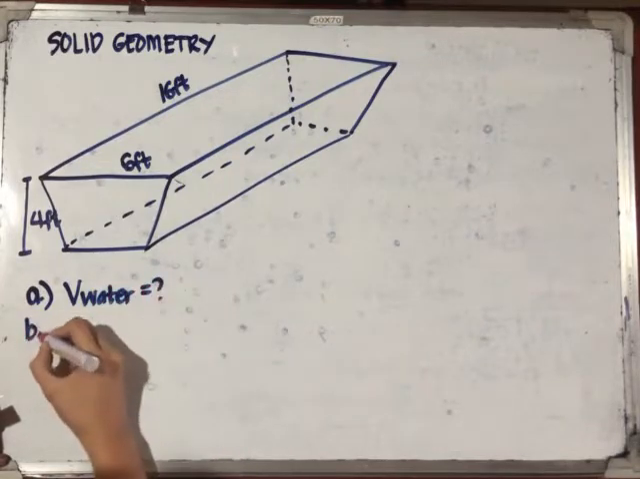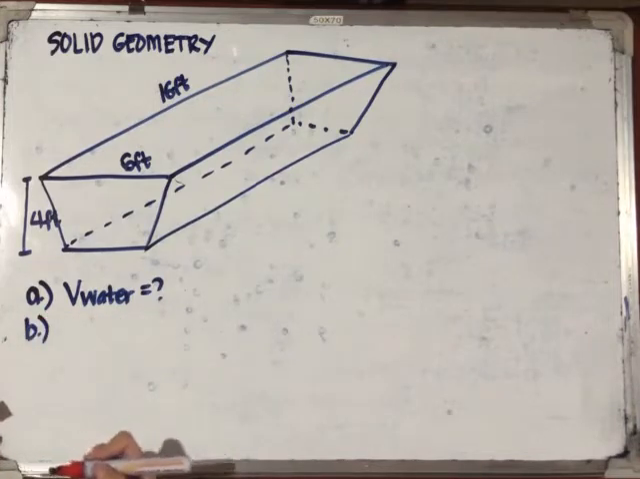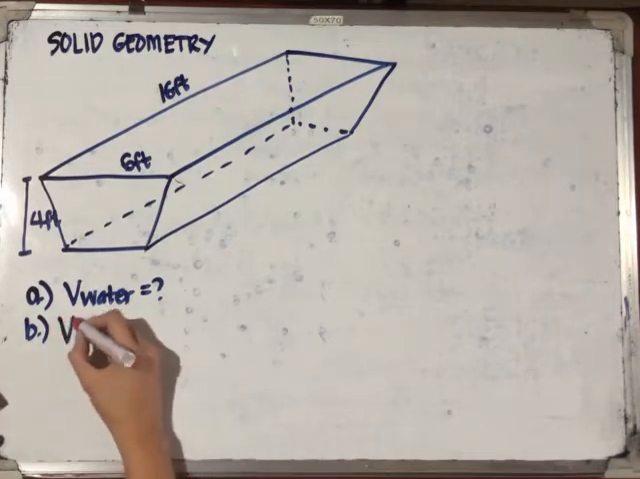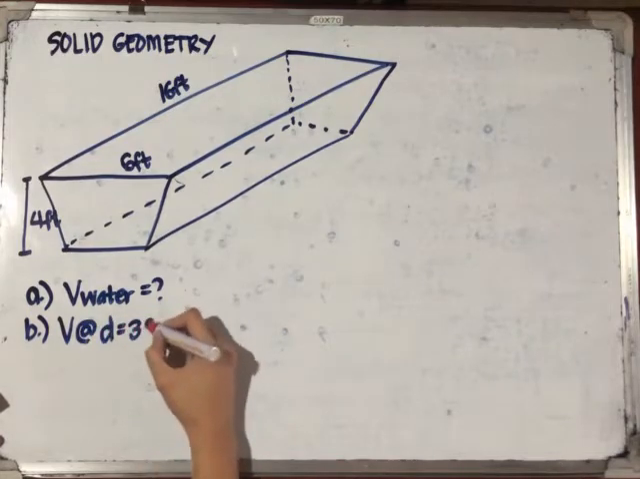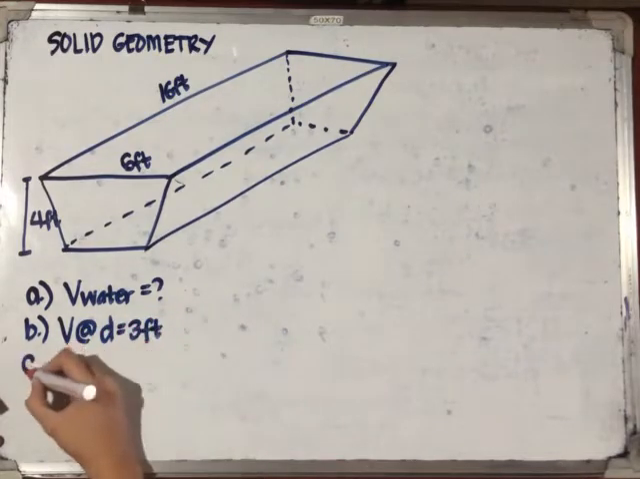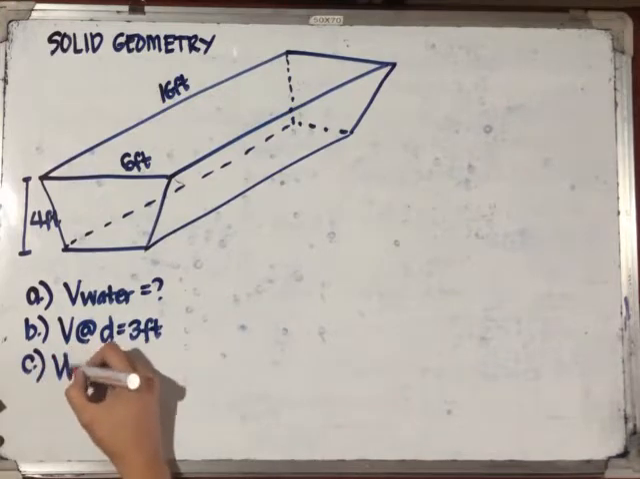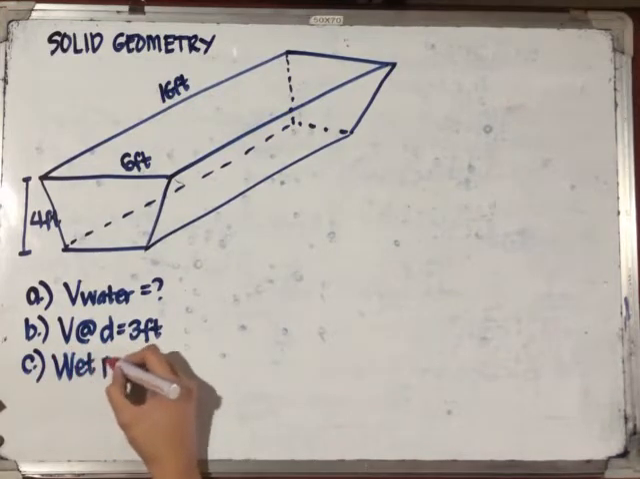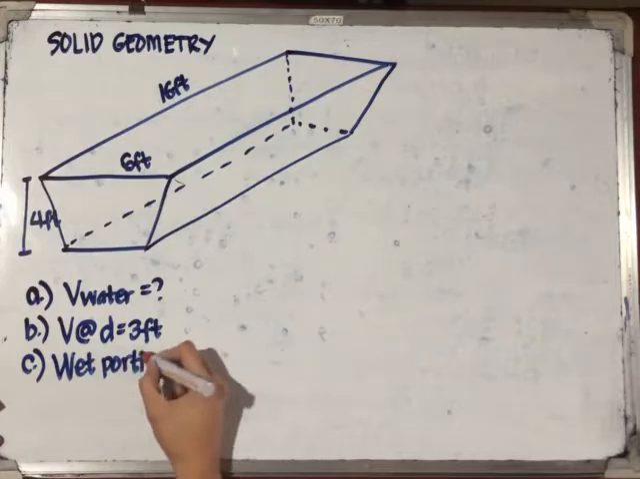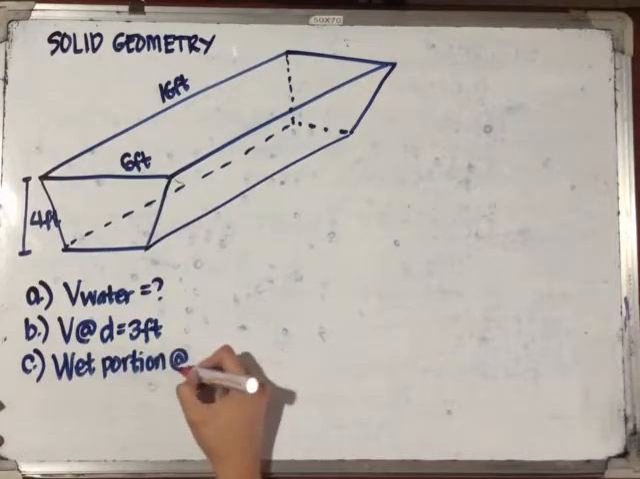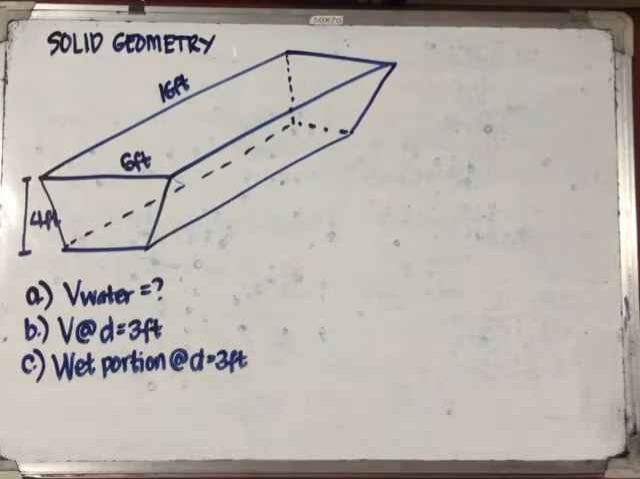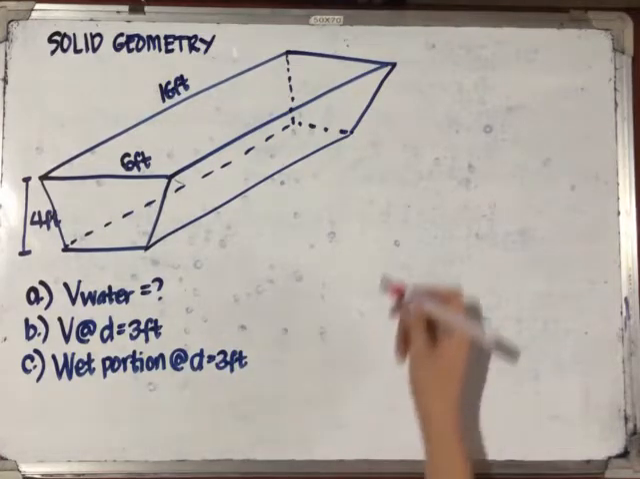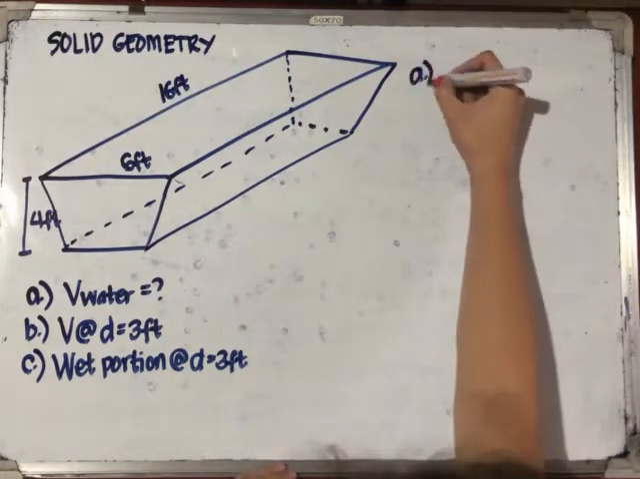Okay, letter B naman is what is the volume at depth is equal to 3 feet. And letter C, what is the wet portion? Wet portion at depth equals 3 feet. Alright? So first things first, letter A, the volume of water.